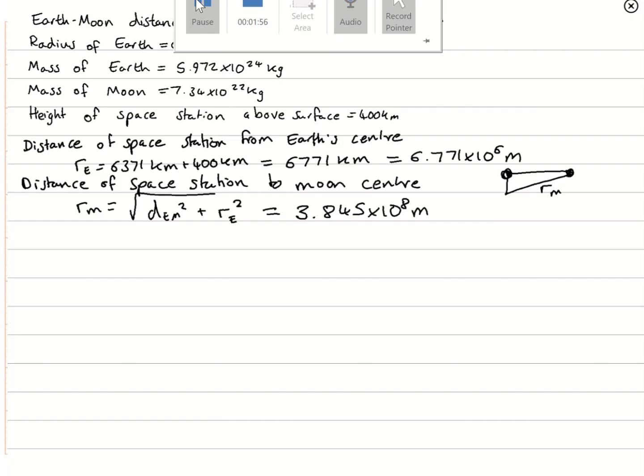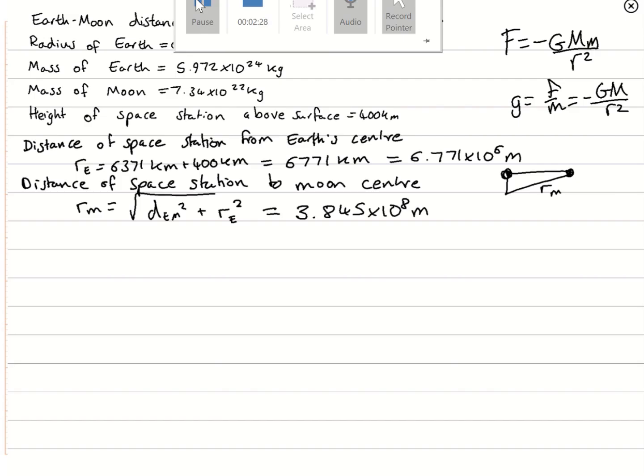Now, it makes sense for us to calculate the force per unit mass. So rather than calculate that F equals minus GM over r squared, we don't know the mass of the space station. So instead, we're going to work out the force per unit mass, which is g. The force per unit mass will be equal to minus GM over r squared, where the other m cancels out, but we can do that for all of the objects.